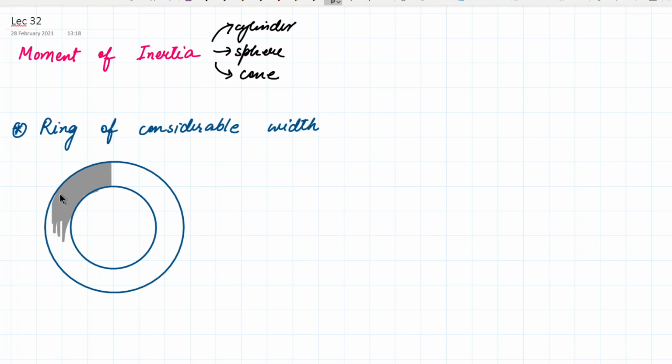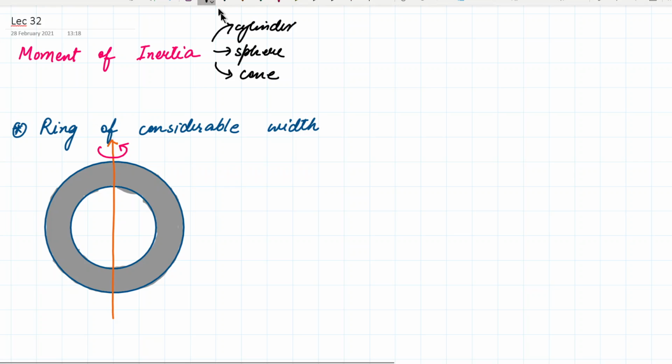So you have this kind of shape, a 2D surface, let's suppose, and you calculate the moment of inertia with respect to its diameter, such that its inner radius is r1 and outer radius is r2. Its mass is capital M.